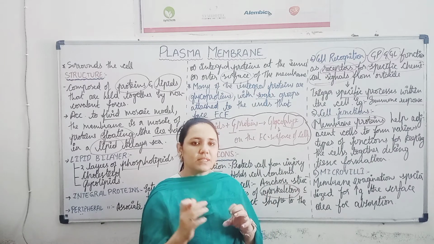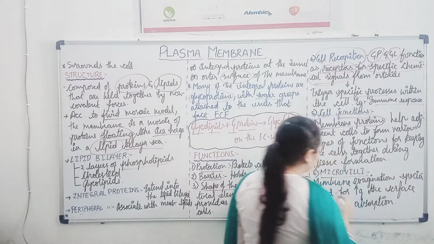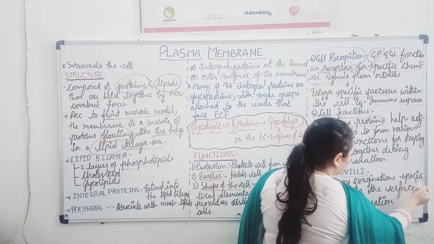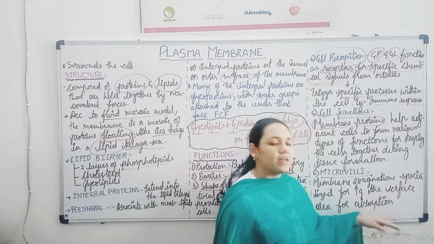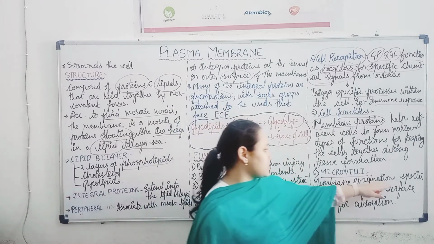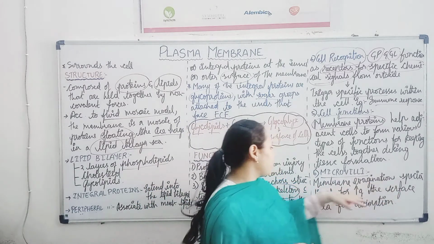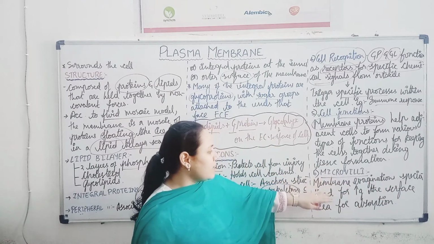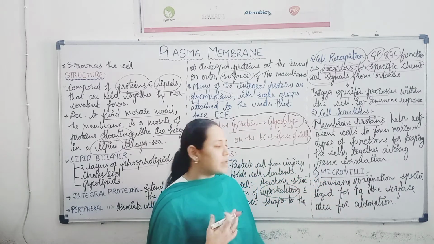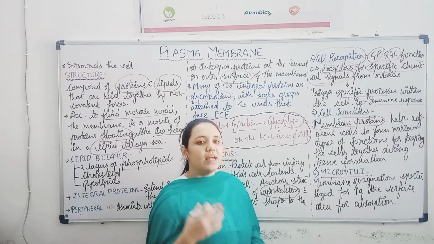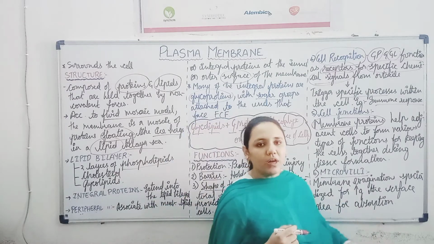So when that happens, the process of tissue formation happens. Next is microvilli. Microvilli is membrane invagination specialized for increasing the surface area for absorption. Invagination is nothing but the turning inside out of the plasma membrane. So microvilli help in membrane invagination, which is specialized. Why is this membrane invagination required? It is required because it increases the surface area of the cell for absorption.